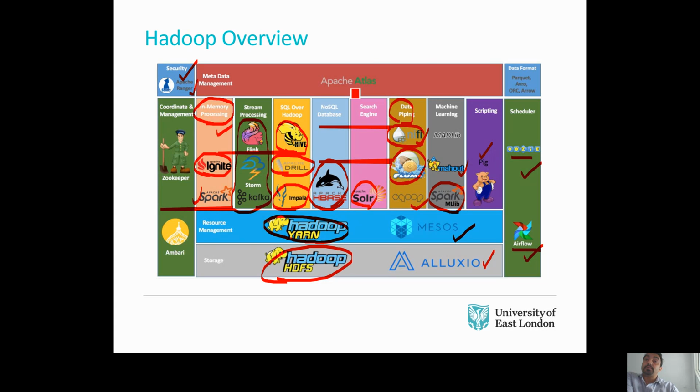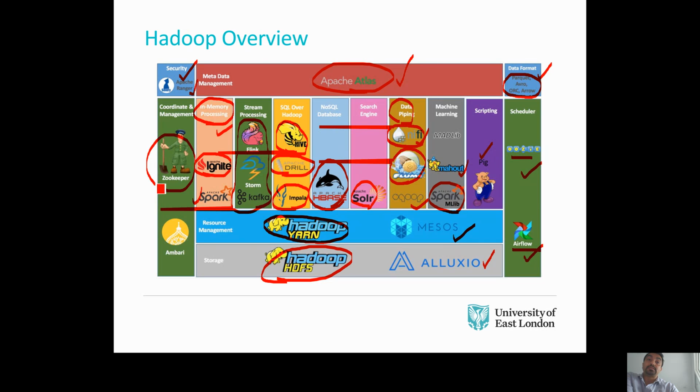Even metadata management, Apache Atlas: if you want to manage your name node, or any of these ecosystems, they have metadata, because they have to keep track of their log files, something like log files. So we can manage them in Apache Atlas. And the data format: you can work with different data formats in your HDFS or Hadoop. And at the end, ZooKeeper, right?